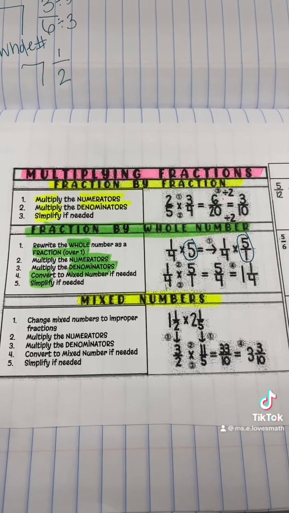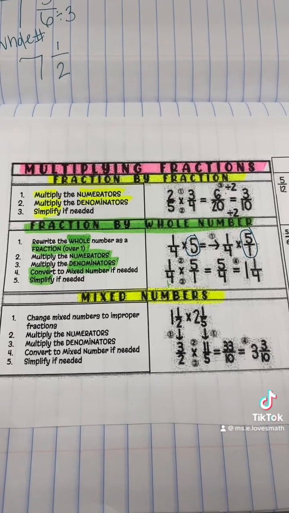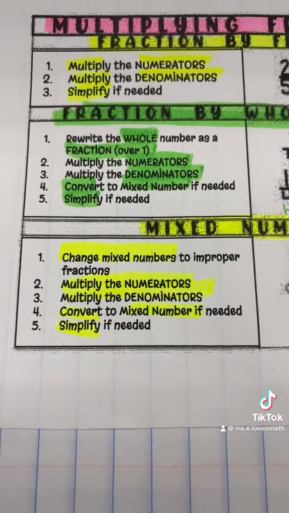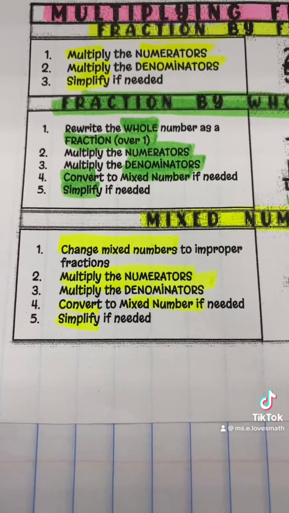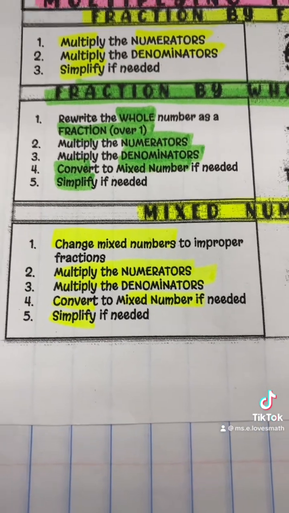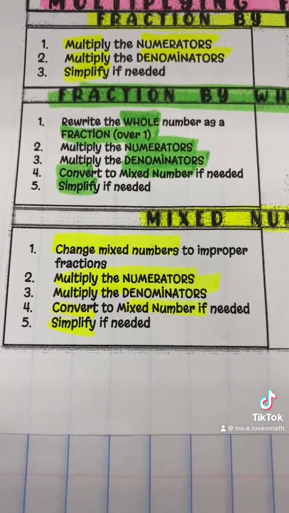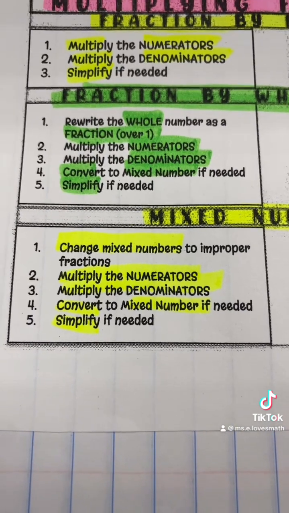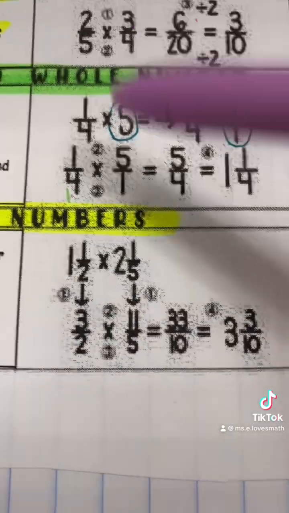Our last and most challenging way to multiply fractions is when mixed numbers are involved. We will need to first change all the mixed numbers to improper fractions. Then we will multiply across the numerator, multiply across the denominator. We will then have to convert it back to a mixed number and then simplify at the end. Here is a worked out example.